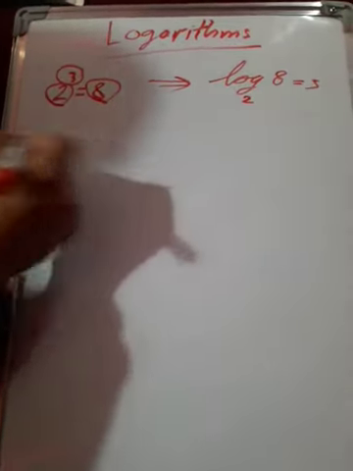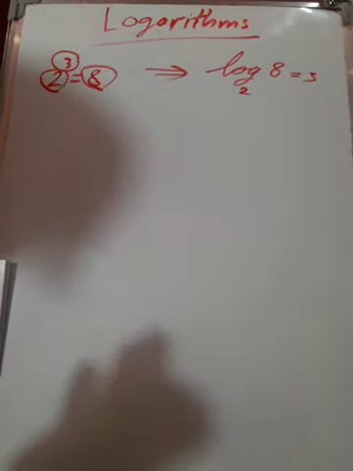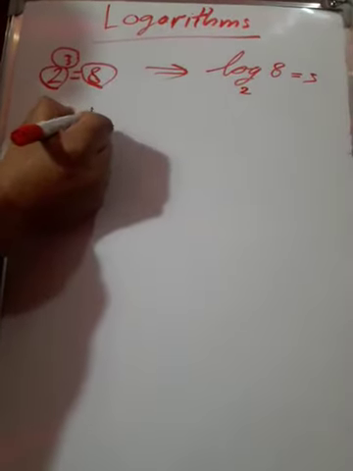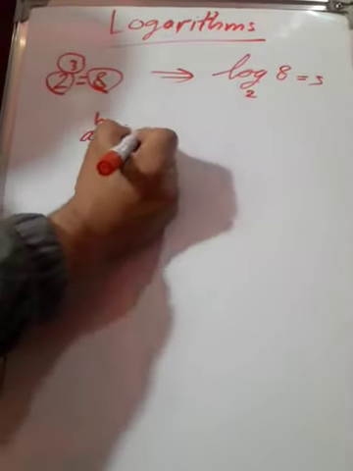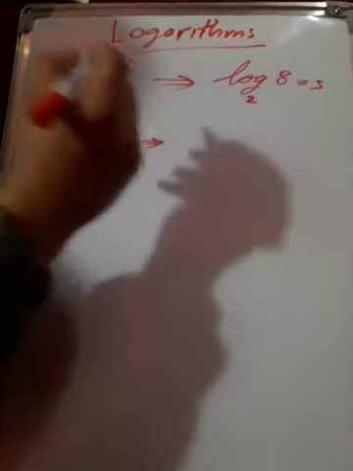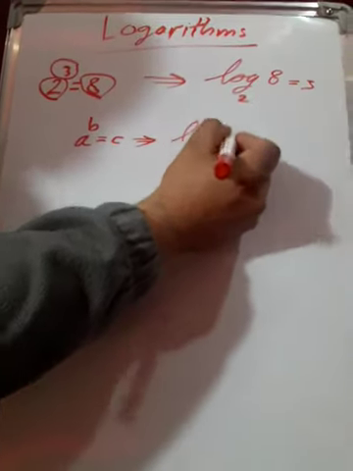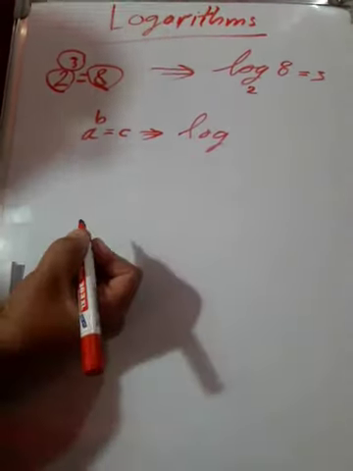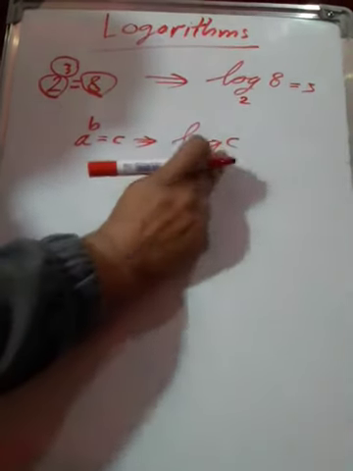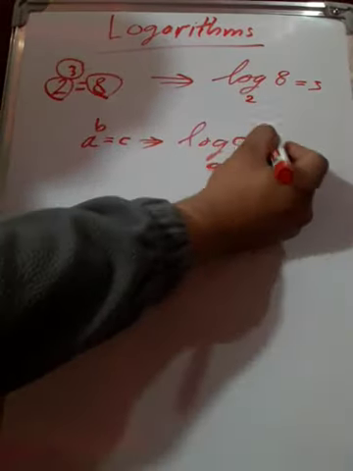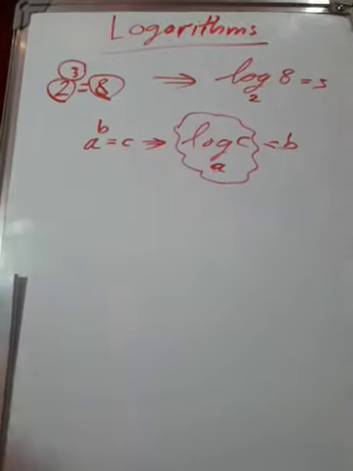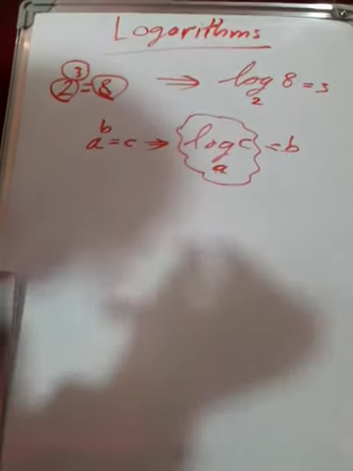So to convert from exponential form to logarithm form, we can use this formula. a to the power b equals c. This is exponential form. To write it in logarithm form, what do we write? The logarithm of c to the base a equals b. So what does the logarithm give me? It gives me the indices, the power.